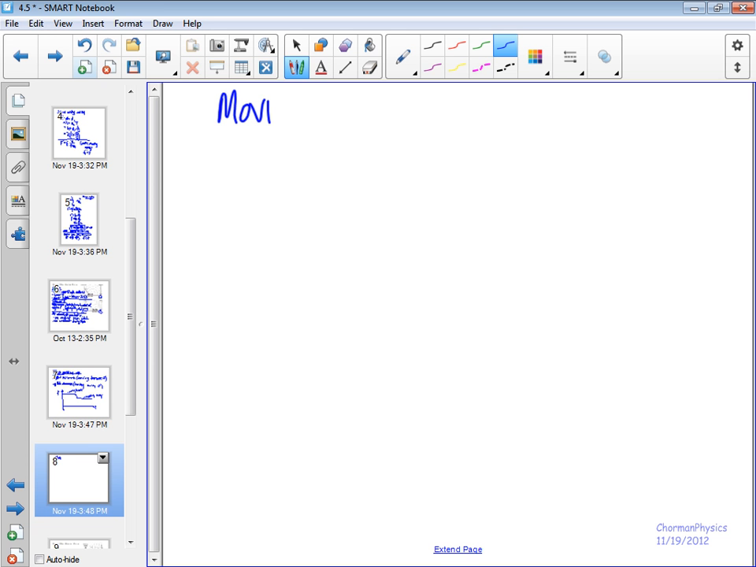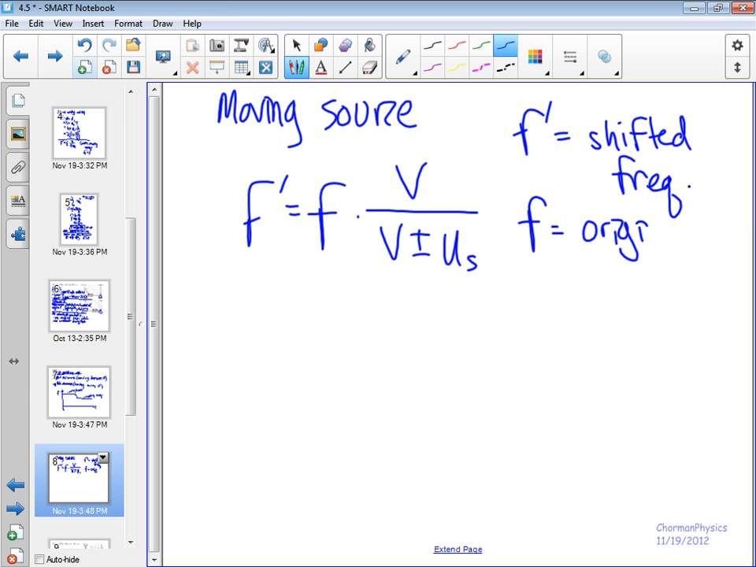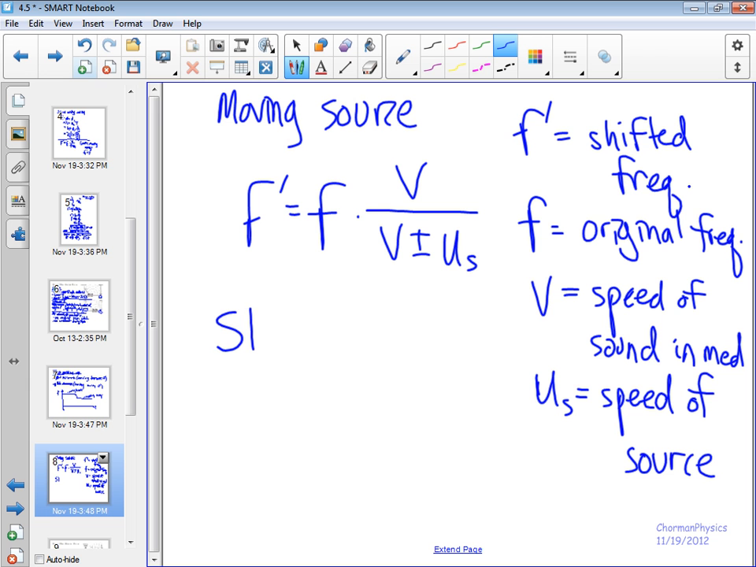So again, the equation you need to care about for a moving source is f prime equals f times v over v plus or minus u sub s. f prime is the shifted frequency. f is the original frequency. v is the speed of the sound in the medium. And u sub s is equal to the speed of the source.